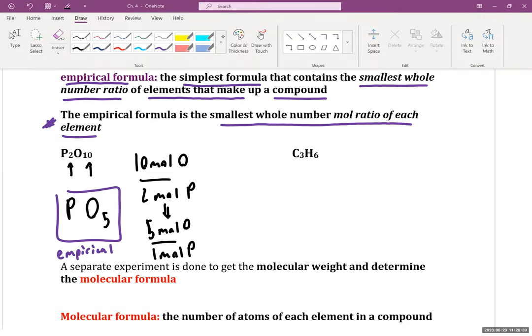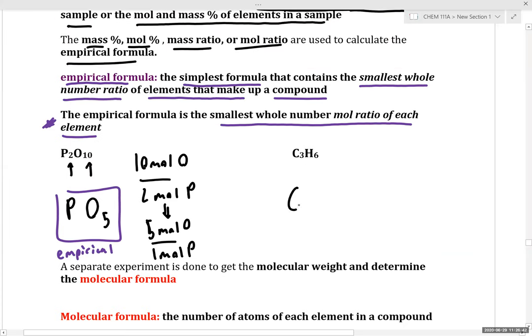Okay, let's do another example of this. Looking at C3H6, what would the empirical formula be? What's the simplest ratio of atoms in C3H6? Is there a simpler ratio that we can write? Instead of C3H6, instead of a 3 to 6, we can write it as a 1 to 2, exactly right. So we'd write this as CH2. So our 6 moles of hydrogen per 3 moles of carbon, the 6 to 3 ratio, can be simplified to 2 moles of hydrogen per 1 mole of carbon.